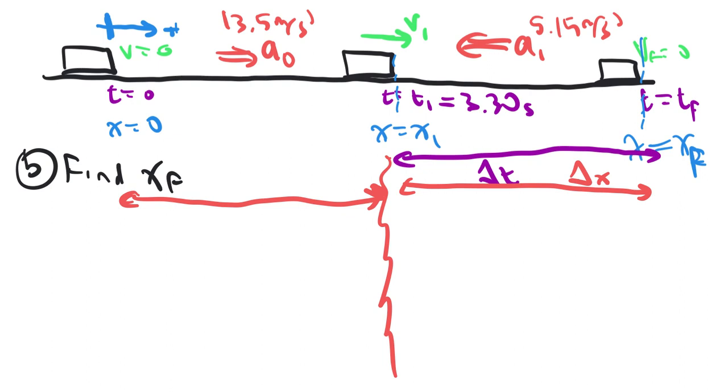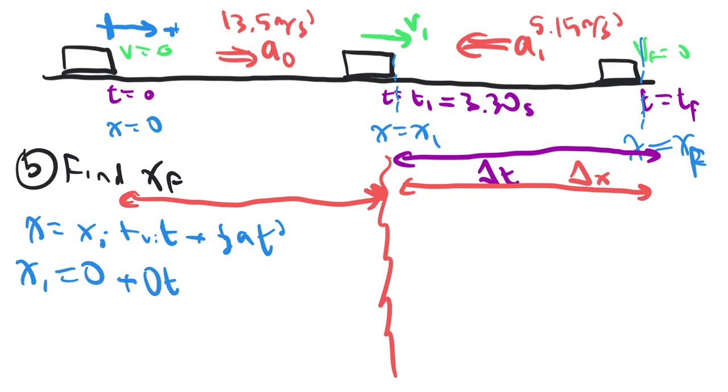So I'm going to get the first bit first. I'm going to say that during the first motion, I have that x is x initial plus v initial times t plus 1/2 times the acceleration times t squared. And for us, this ends up being that, therefore, x1 is 0 plus 0t, yay for that, plus 1/2 times the acceleration, which was a0, times t1 squared.